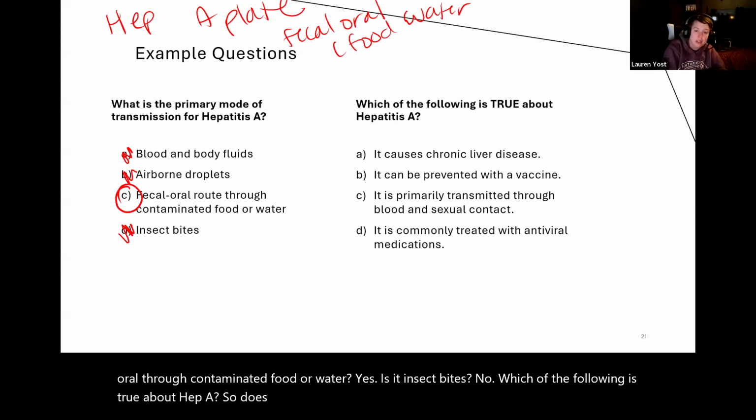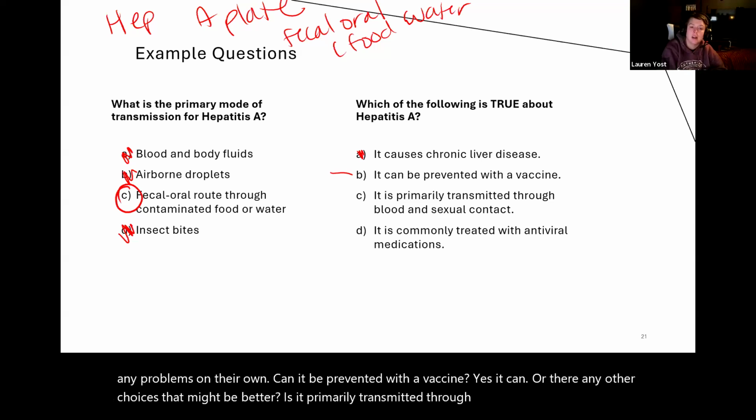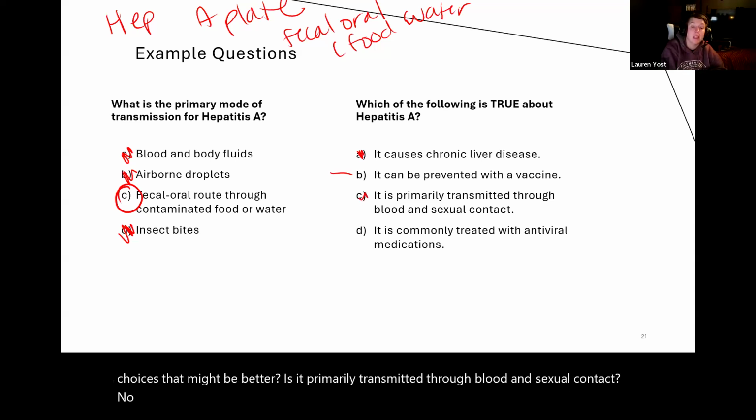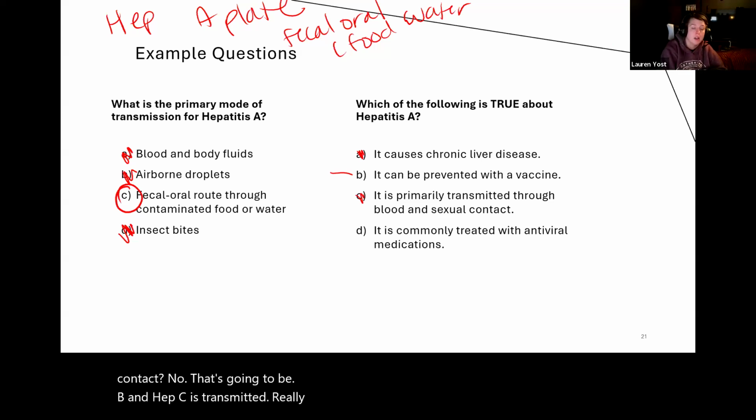So does it cause a chronic liver disease? No, most people recover without any problems on their own. Can it be prevented with a vaccine? Yes, it can. Are there any other choices that might be better? Is it primarily transmitted through blood and sexual contact? No, that's going to be Hep B. And Hep C is transmitted really only through blood contact.